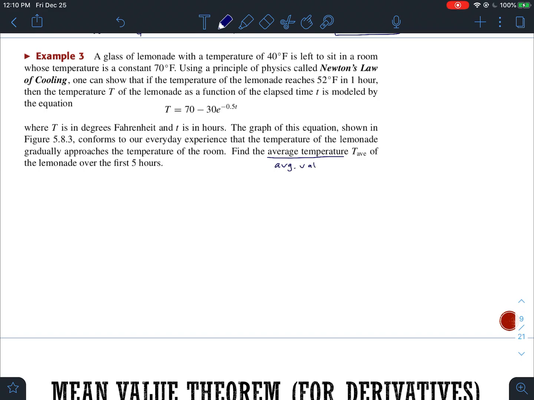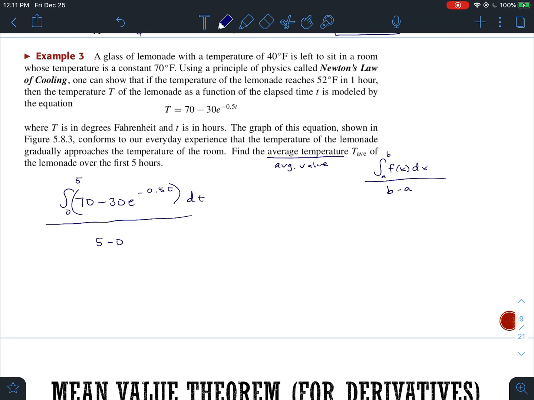So average temperature would be like your average value. To find average value, remember you integrate the function over the time interval, and then you divide by the time interval. So we are going to integrate 70 minus 30e to the negative 0.5t between the first 5 hours, which would be 0 to 5, and then we're going to divide by 5 minus 0.